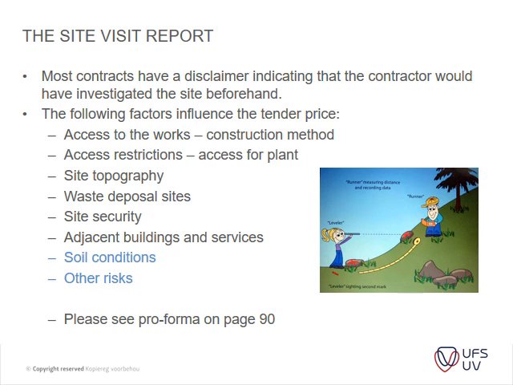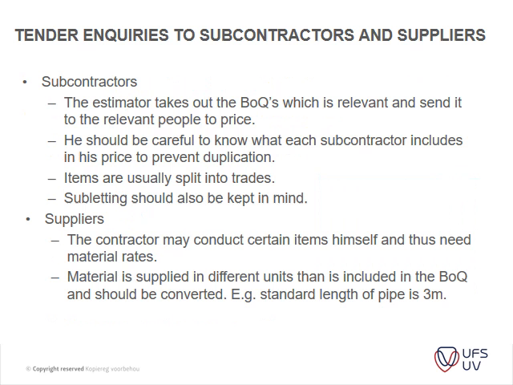And all of that will assist you to actually discuss a site visit. Okay. Then tender inquiries to subcontractors and suppliers. You've got subcontractors. The estimator takes out the BOQ and sends it to the relevant guys. For instance, you will take out your electrical section and send it to your electrical guys. You will take out your metalwork, your aluminium windows and so on, and send it to a supplier who will help you with those quotations, etc.